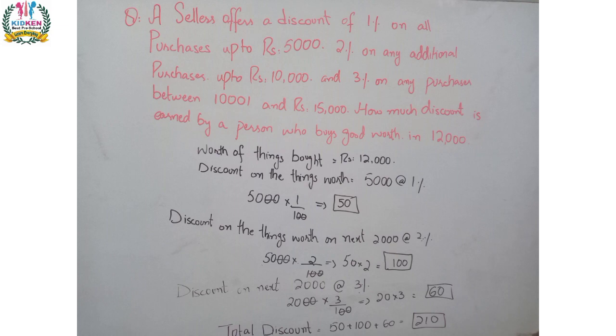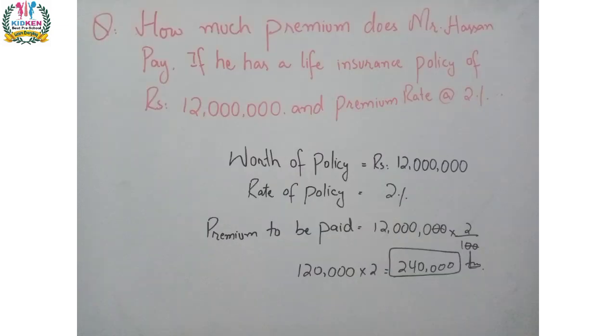Next question: how much premium does Mr. Hassan pay if he has a life insurance policy of rupees 12 million and a premium rate of 2%? Simply, you can find the 2% of 12 million. So the premium to be paid by Mr. Hassan is 2% of 12 million. 2% of 12 million is 2 lakh 40,000.